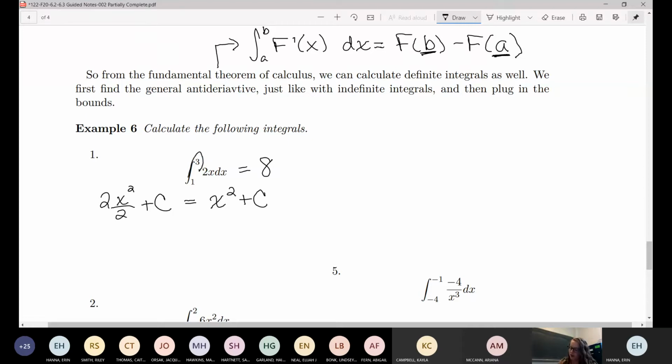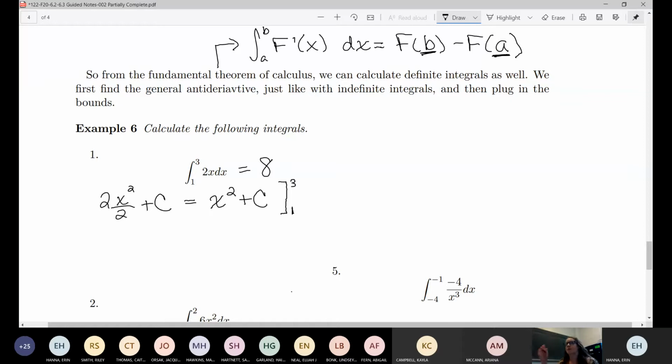Now with these, because we have these bounds, what I like to do is remind myself that I'm not done yet by putting those bounds at the back. That's pretty common notation, to find the general antiderivative and then change those bounds from on the integral to just a bracket on the end. Sometimes people will just use a straight line. I personally like the bracket notation better, but whatever floats your boat.